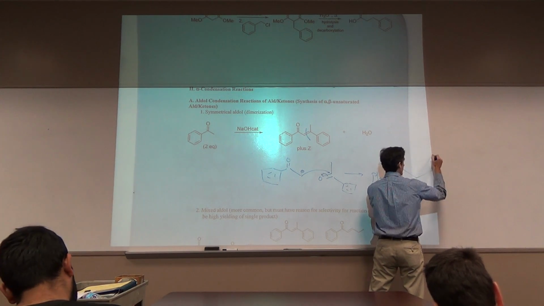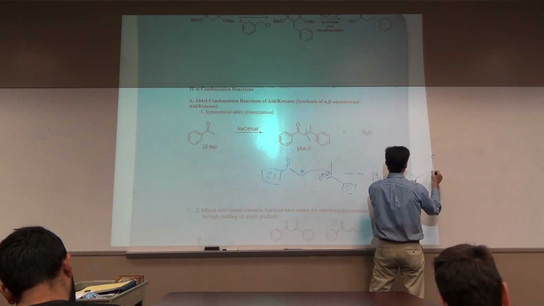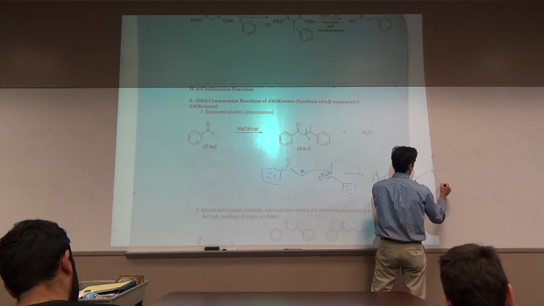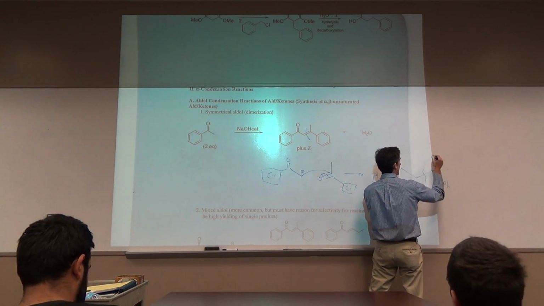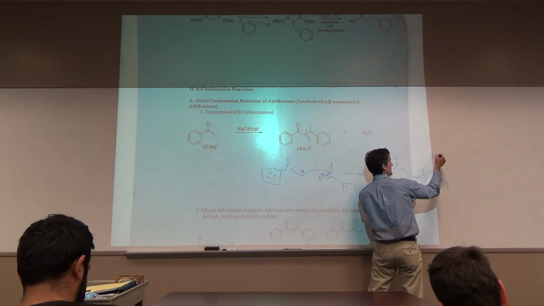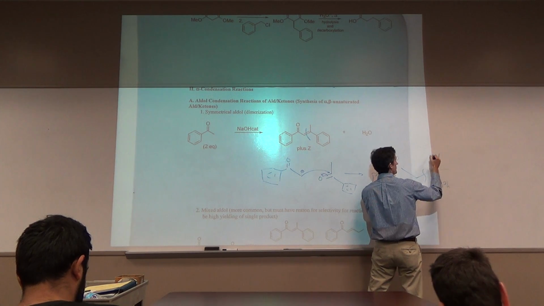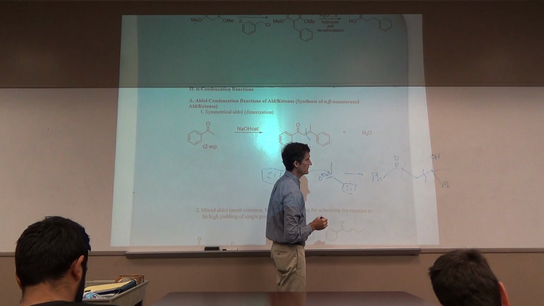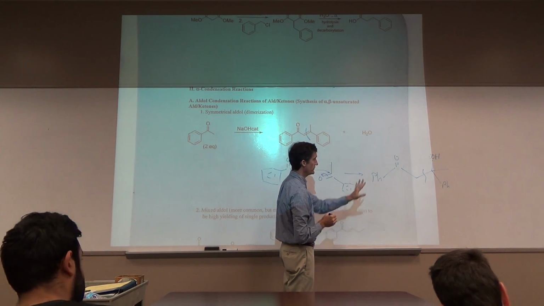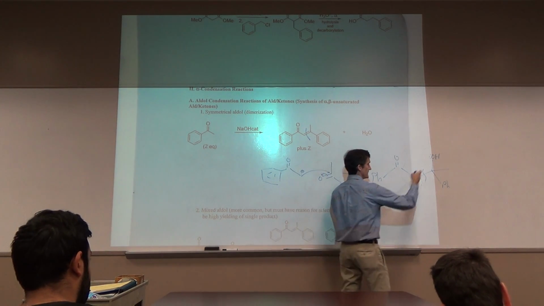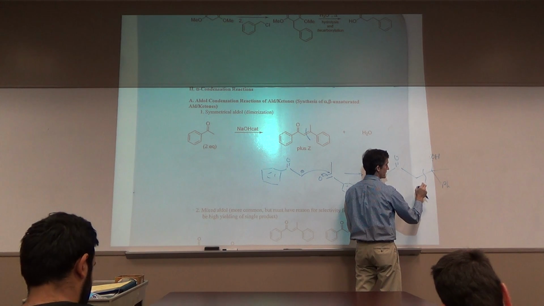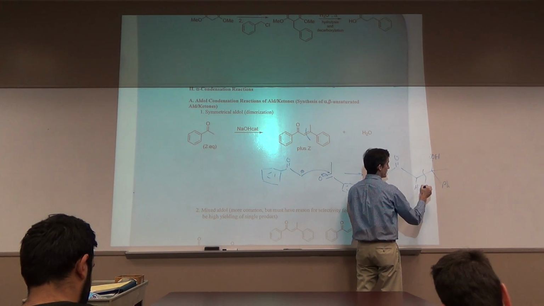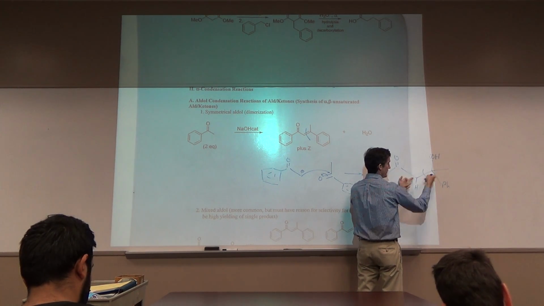Attack carbonyl, electrons up. What else is here? A methyl and a phenyl. We made that bond. This picks up an H, right? And so it becomes OH. And that was the aldol, so it's got the alcohol. But then this loses water, H2O. And we put a double bond here.